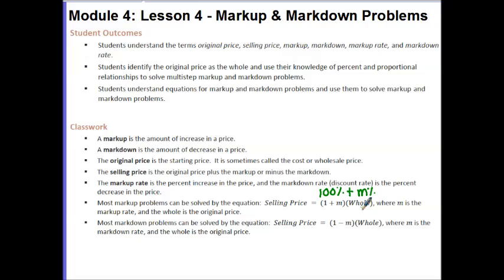Markdown is similar, except instead of adding, we're going to subtract. So here you take 100% of the item and you would subtract your markdown percentage. So for example, if you go to a store and you find that something is 30% off, if you take 100 and subtract 30, you're left with 70. So what it's saying is you're still responsible for paying for 70% of the item.